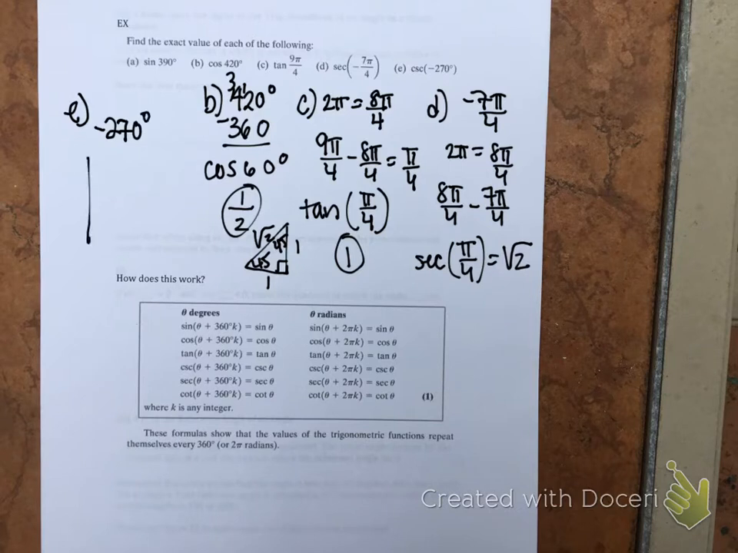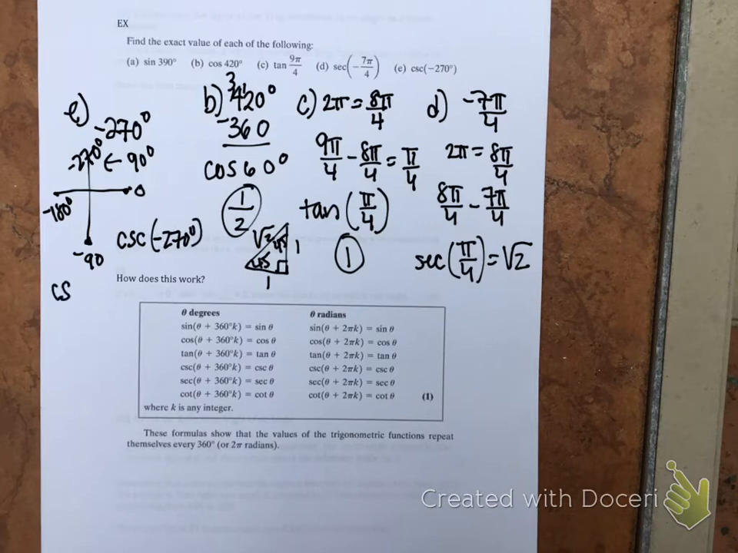For this one, because I know I'm on an axis, I'm just going to redraw this. So this is 0, this is negative 90, this is negative 180, and this is negative 270. Now, negative 270 is right where 90 degrees is. Okay, so what is cosecant of negative 270 degrees? It's cosecant of 90 degrees. Okay, cosecant is the reciprocal of sine. At that point, at 90 degrees, we have 0 and 1.